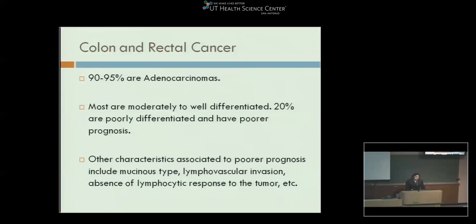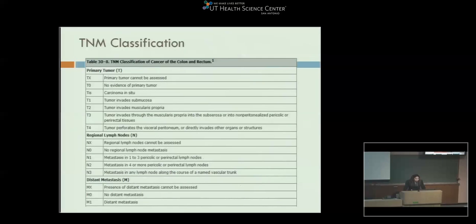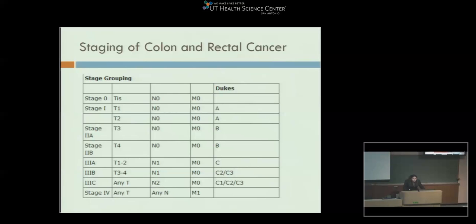This is mostly for our medical students, the TNM classification of cancer of the colon: T for tumor size, N for nodes, and M for metastatic disease. Based on this, it's divided into staging: stage 1, a T1 and T2 lesion with no nodes; stage 2, T3 and T4 lesion with no nodes; stage 3 as soon as you have nodes; and stage 4, metastatic disease.